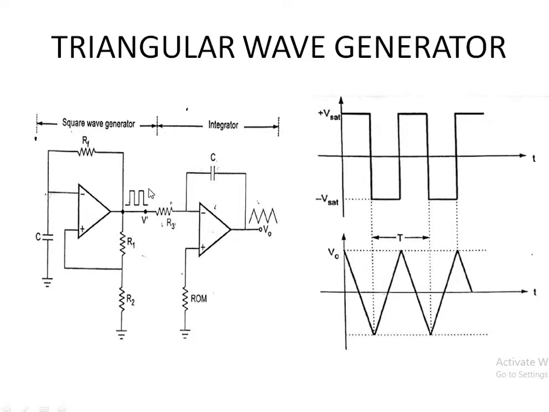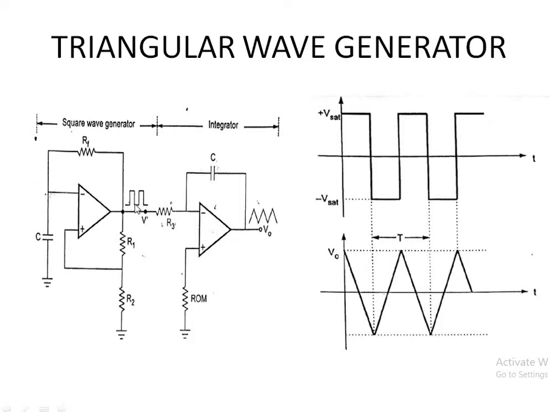which we had discussed in the previous session. To the output of the square wave generator we have connected an integrator circuit consisting of an op-amp, a capacitor and a non-inverting terminal resistor which is grounded. The output of the integrator will be a triangular wave.